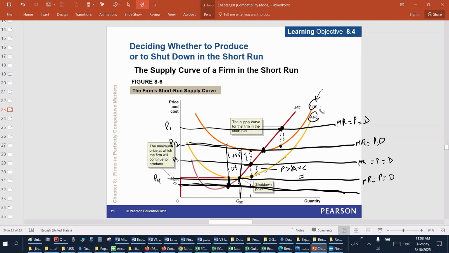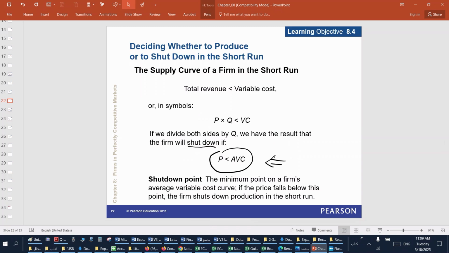So in this area, price is less than average variable cost, so the company has to shut down business, as it is mentioned here. Price is less than average variable cost and the company has to shut down the business and production.